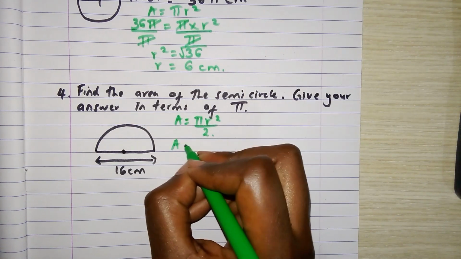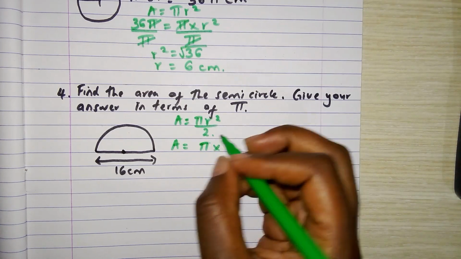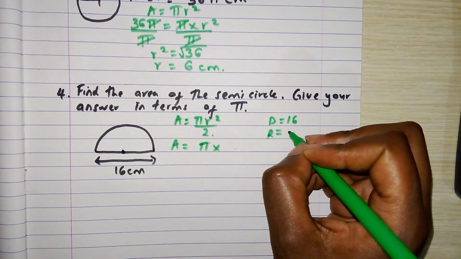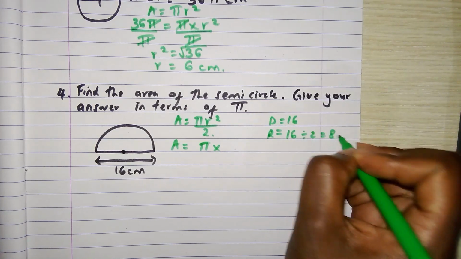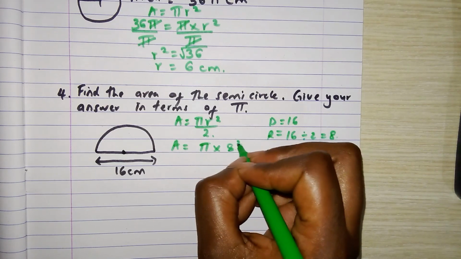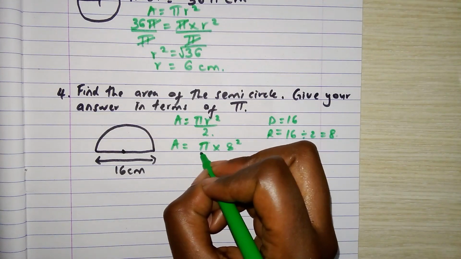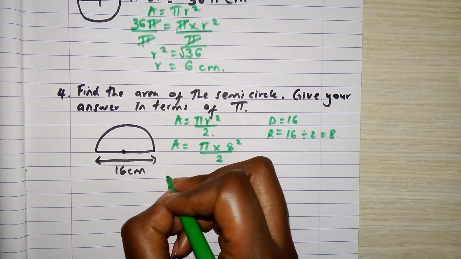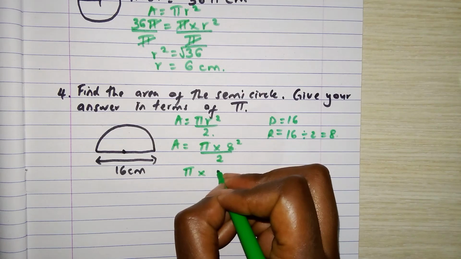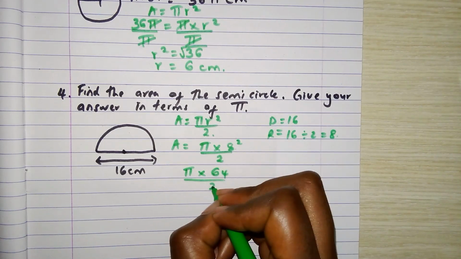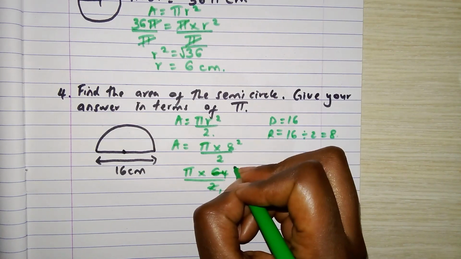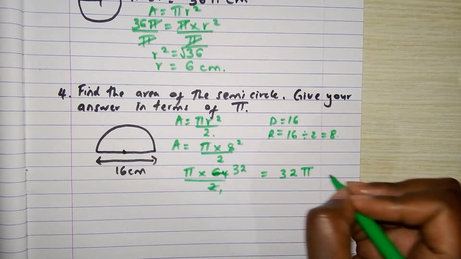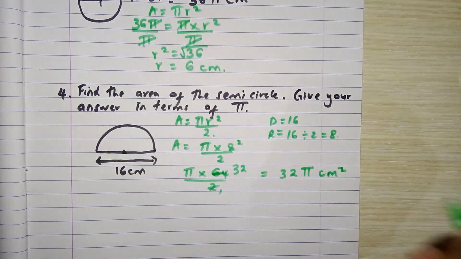Okay, so area equals pi times, so this is the diameter. Diameter is 16. Radius will be 16 divided by 2, which is 8. So pi times 8 squared divided by 2, and you're leaving your answer as pi. 8 squared is 64, so pi times 64 divided by 2. You can cancel 2 and 64, which gives 32. So the answer would be 32 pi centimeter squared.